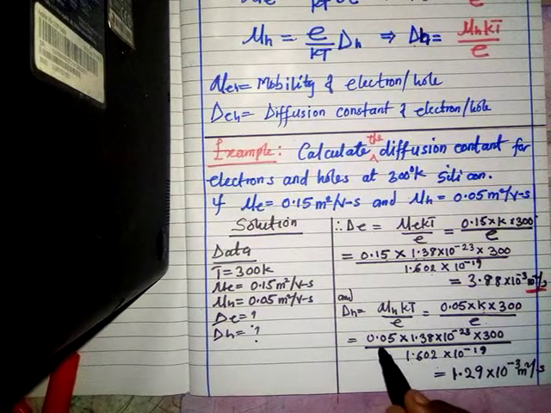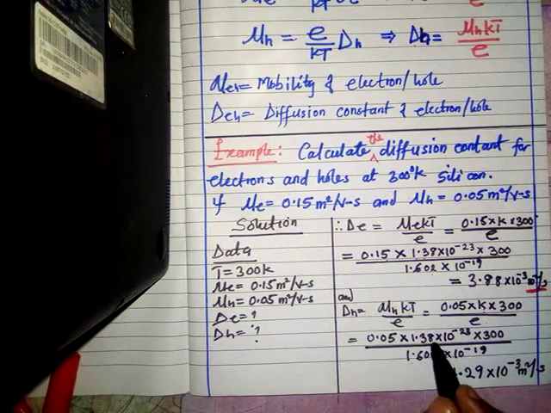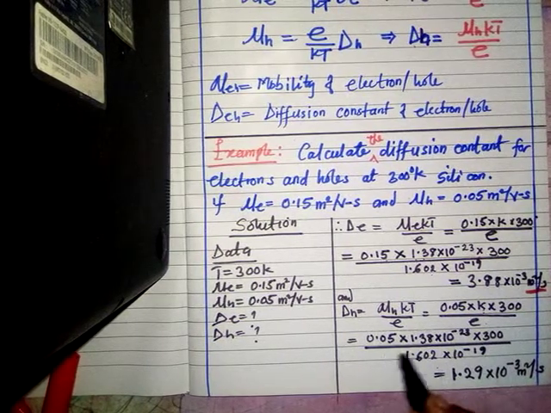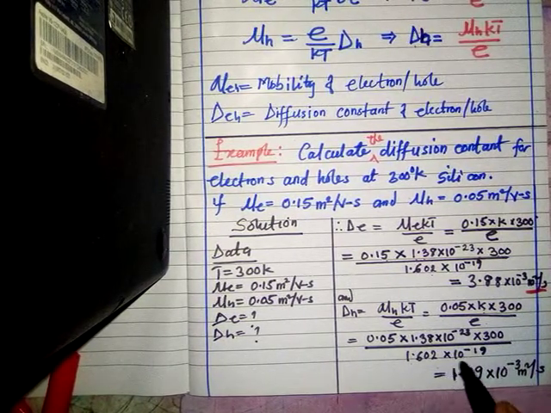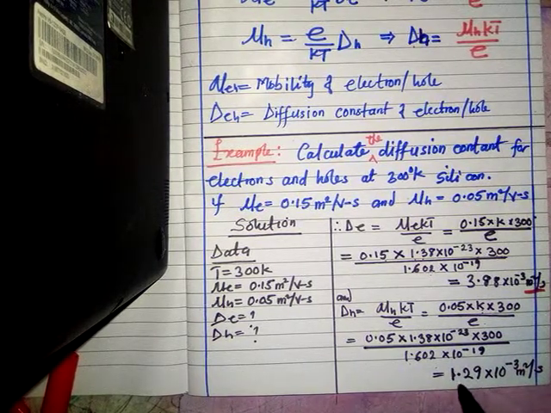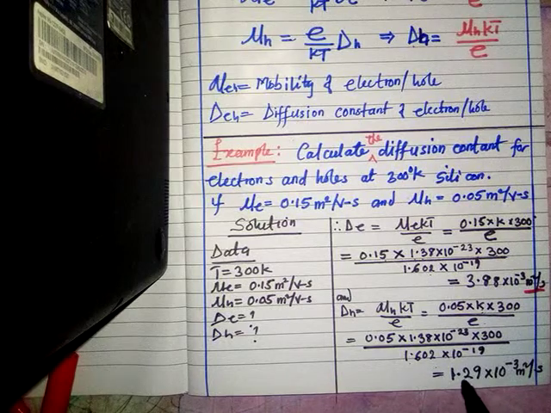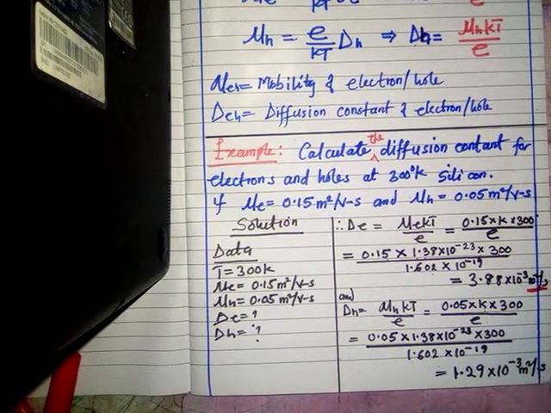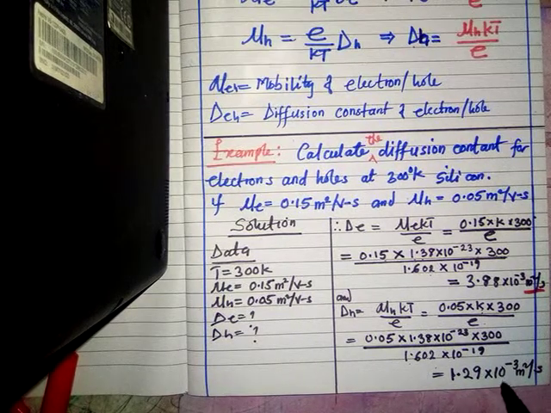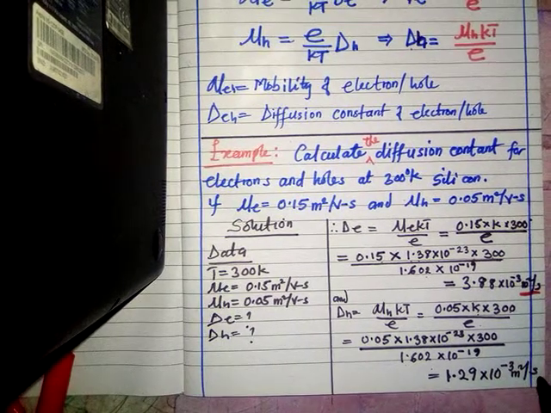So it will be equal to 0.05 by 1.38 exponential minus 23, which is my k constant, by 300 whole over 1.60 exponential minus 19, which is my e. If you punch everything here correctly in your calculator, just try it please, it will give you 1.29 exponential minus 3 meter square per second. This exponential minus 3 indicates milli, so millimeter square per second.